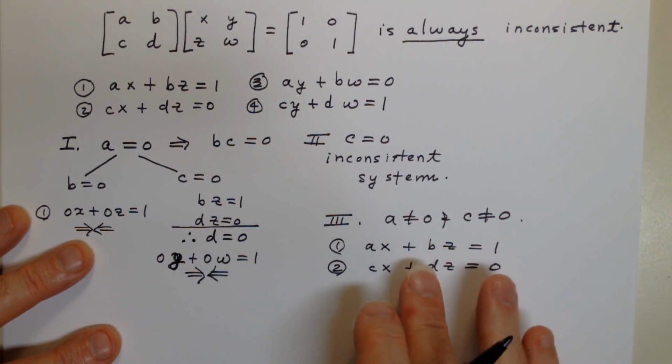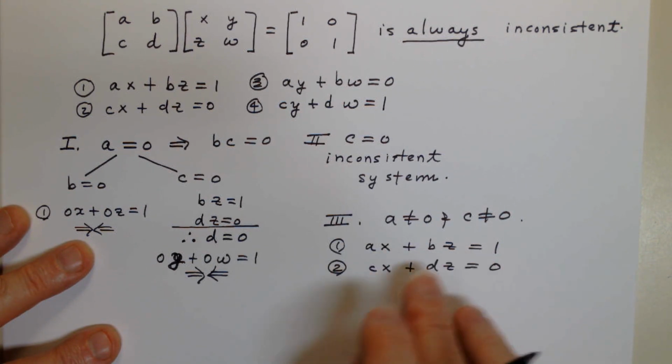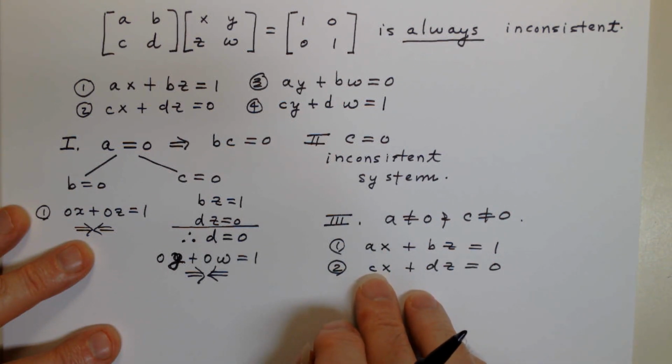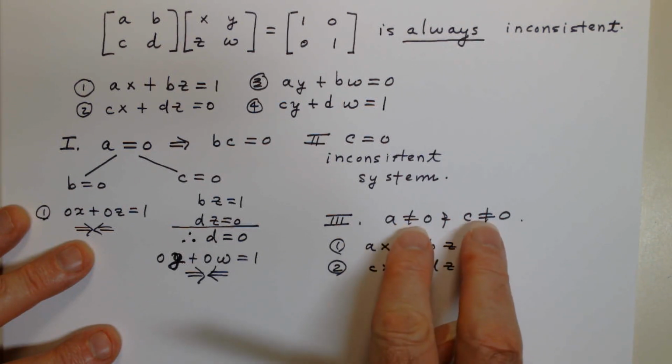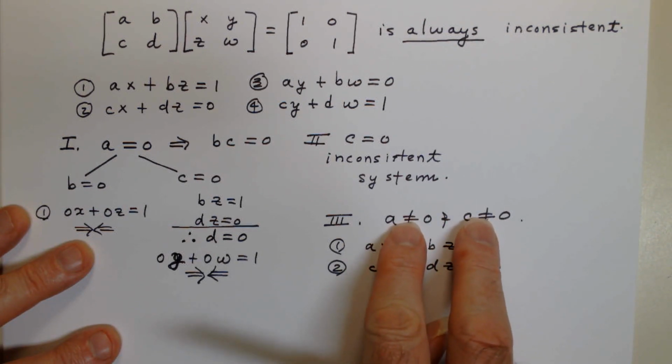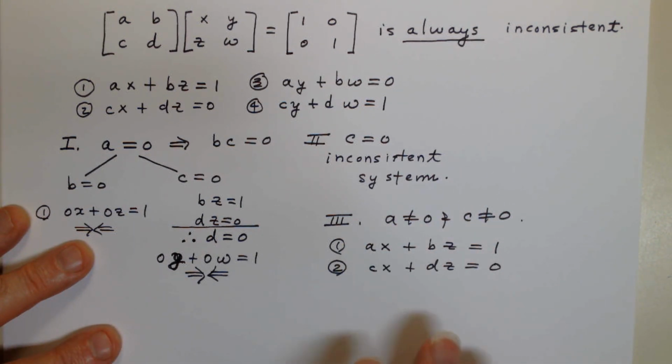Now, what I want to do is multiply this first equation by c, and I want to multiply this second equation by a. Now, that's fine, right? Because neither A nor C is equal to 0. So I'm multiplying both of these equations by non-zero scalars.